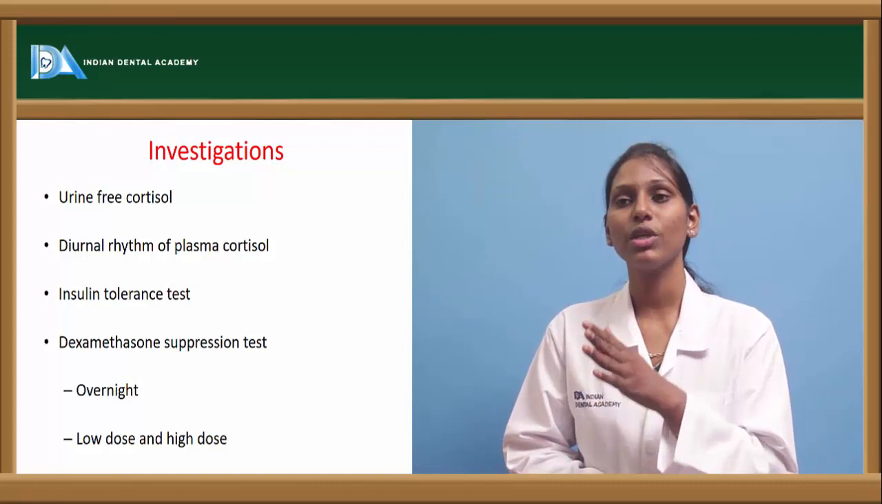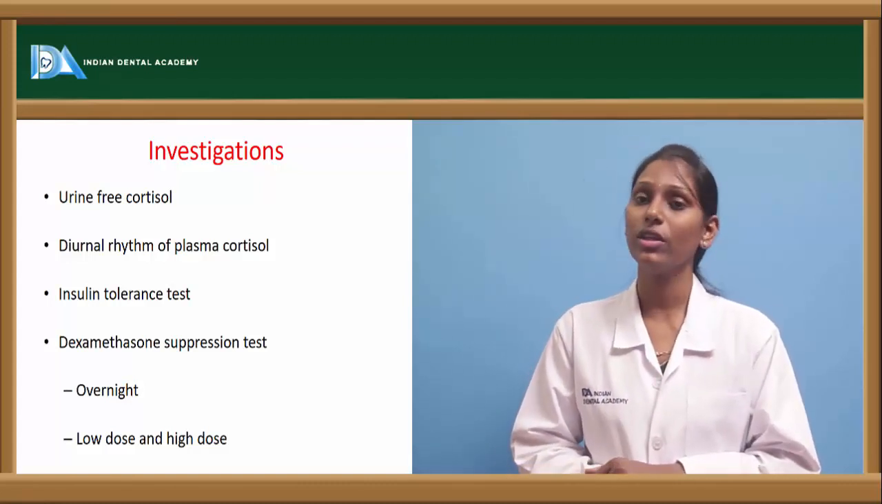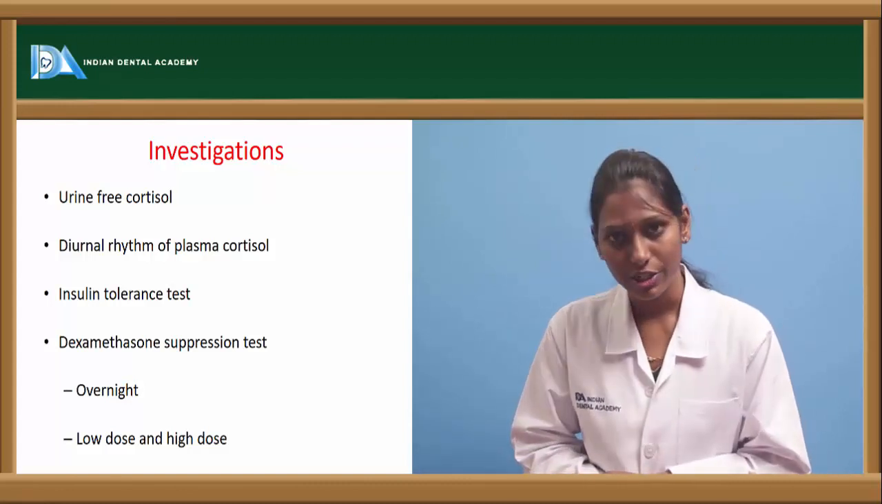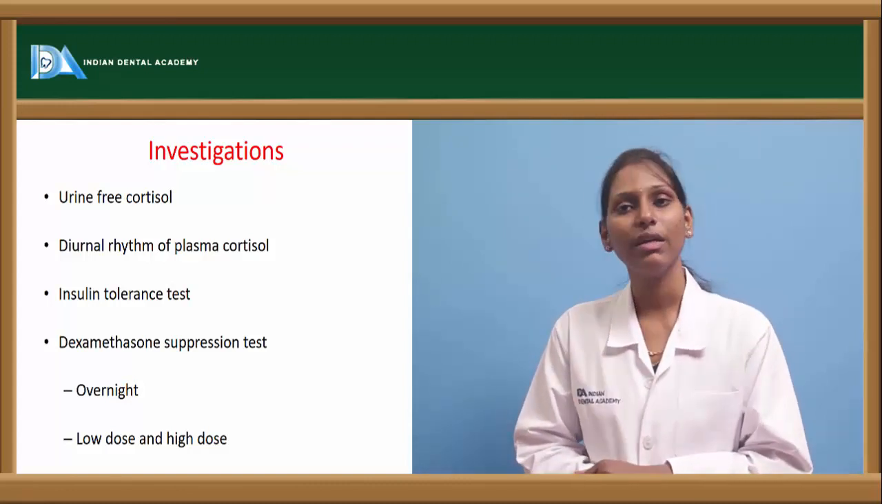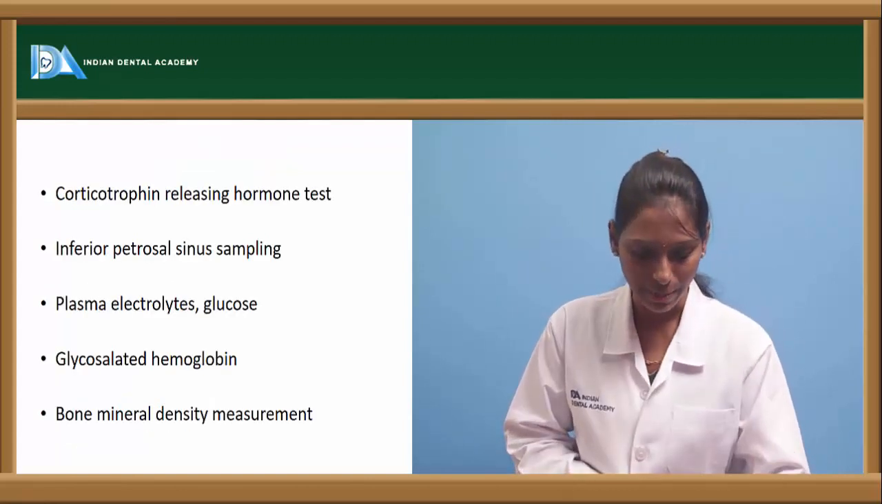in the morning. We check the cortisol levels in plasma again. If the cortisol levels are still high, then it is considered to be Cushing syndrome. Similarly, we do the low dose dexamethasone suppression test and the high dose dexamethasone suppression test.